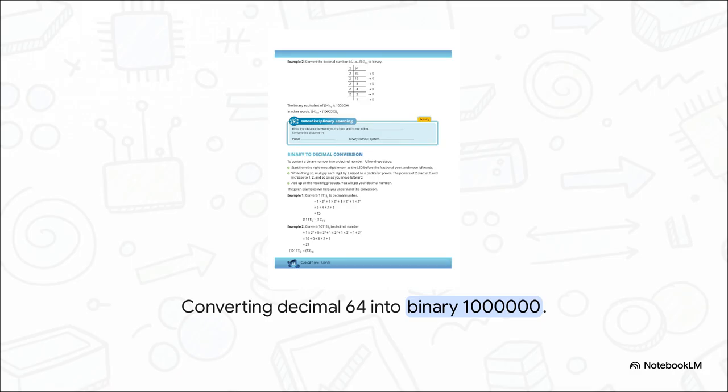Let's try it with a bigger number. 64. If you divide 64 by 2 over and over, it keeps dividing evenly, giving you remainders of 0 all the way down until you hit a 1 at the very end. Reading from the bottom up, 64 turns into a 1 followed by 6 zeros, 1000000.